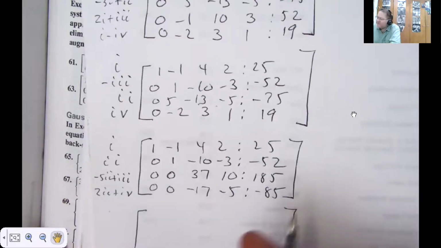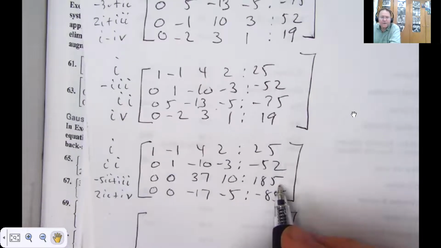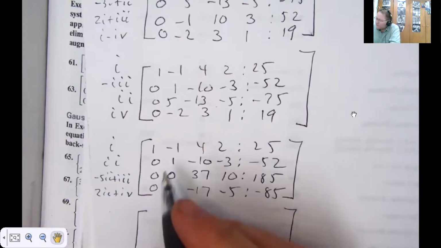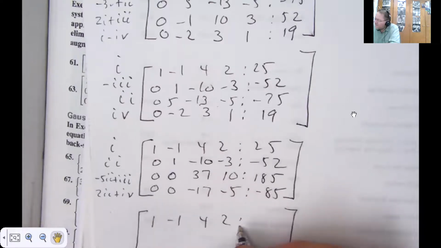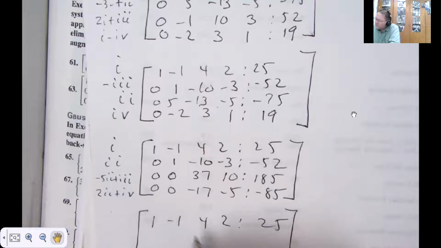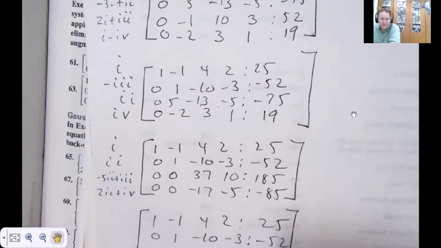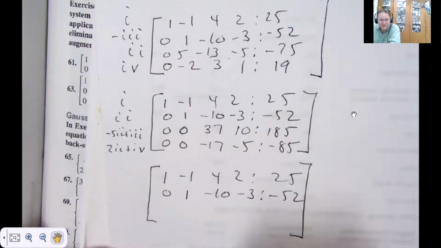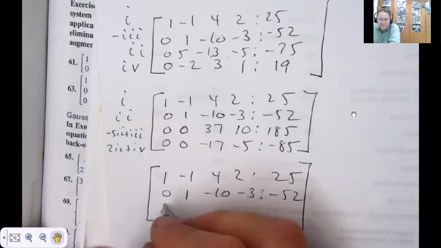So I think I'm going to have to divide everything by 37, and that's going to be pretty ugly, but that's okay. Here we go. It's going to be 1, negative 1, 4, 2, 25. It's going to be 0, 1, negative 10, negative 3, negative 52. All right. This is going to be ugly, but, you know, it is what it is. Here we go.